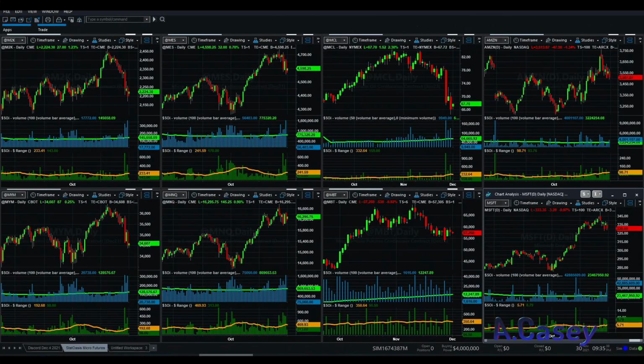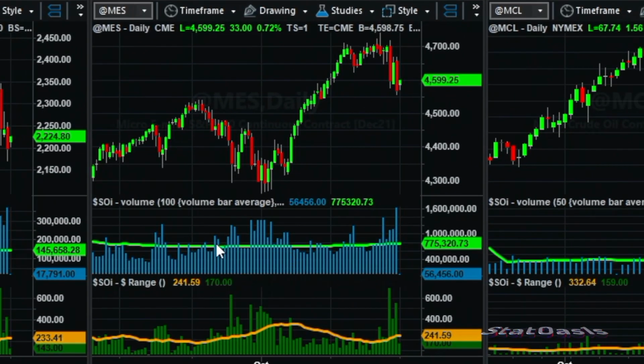So here I have 6 futures contracts. These are micro futures. This is oil, S&P 500, Dow Jones, Russell, Nasdaq, Bitcoin, and then we have 2 stocks, Amazon and Microsoft. The blue histogram and the green line in those charts is the volume. The blue histogram is the daily volume and the green is the 100-day moving average of that volume. And then the green histogram and the orange line is the daily range in dollars.